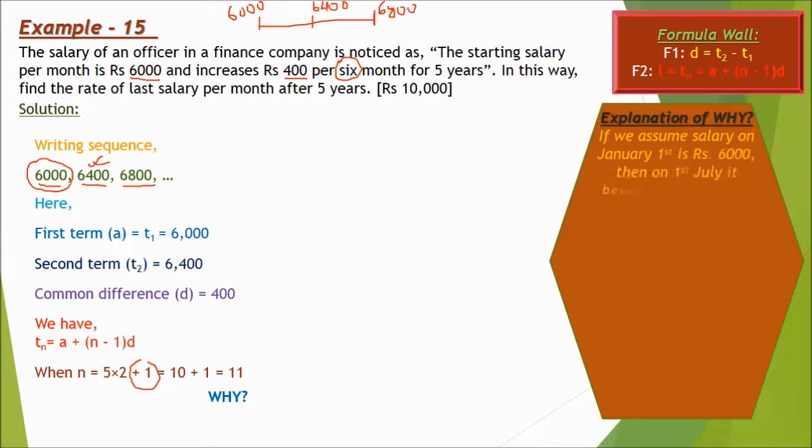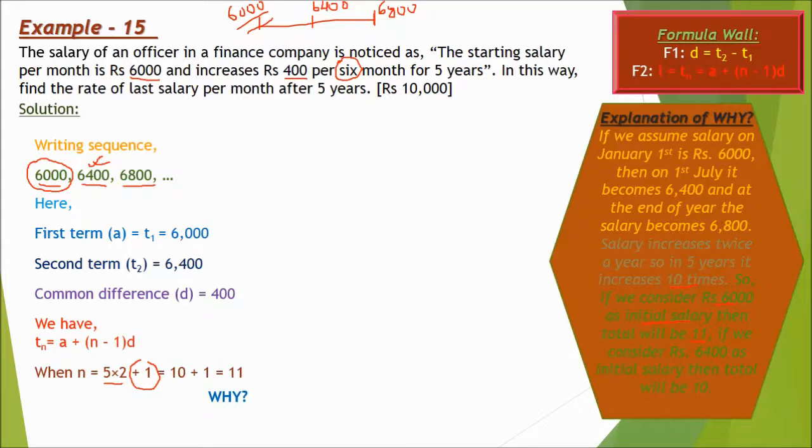If we assume the salary on January 1st is 6,000, then on 1st July, after 6 months, it becomes 6,400, and at the end of the year, the salary becomes 6,800. Salary increases twice a year, so in 5 years, it increases 10 times. That's why we multiplied by 2, isn't it? So if we consider 6,000 as the initial salary, then the total will be 11. There will be 11 different salaries in the sequence, so there will be 11 terms.